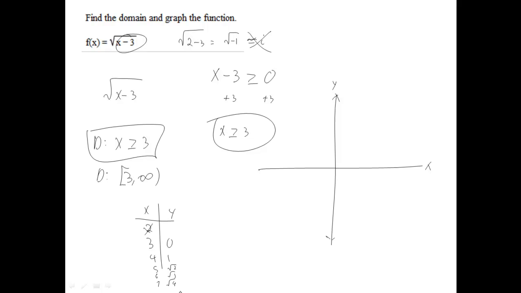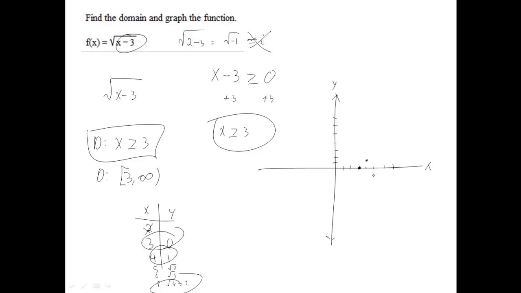So these are some points: 3 comma 0, 4 comma 1, 7 comma 2. So I'm just going to roughly sketch this. 1, 2, 3, 4, 5, 6, 7. 1, 2, 3, 4, 5, 6, 7. All right, so I've got 3 comma 0. I've got 4 comma 1.